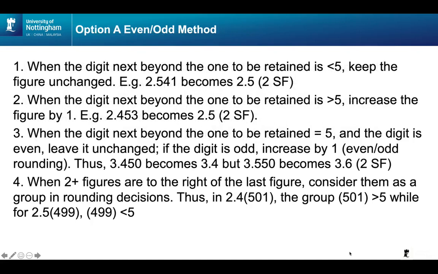So option A, which is called the even odd method: if the digit next beyond the one to be retained is less than 5, keep the figure unchanged. When the digit next beyond the one to be retained is greater, then increase the figure by 1. When the digit next beyond the one to be retained equals 5, if the digit is even, leave it unchanged. If it's odd, increase by 1. So that's just a rule that you can apply. When there are 2 plus figures to the right of the last figure, consider them as a group in rounding decisions.